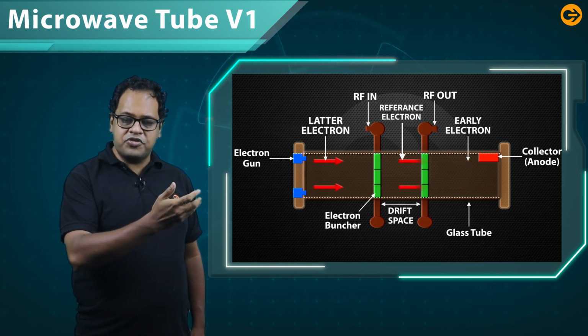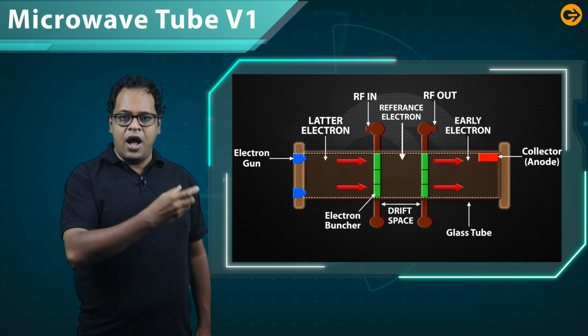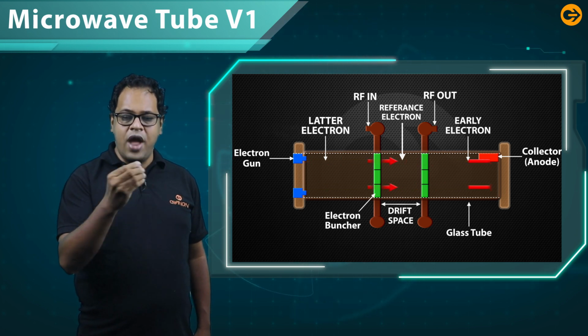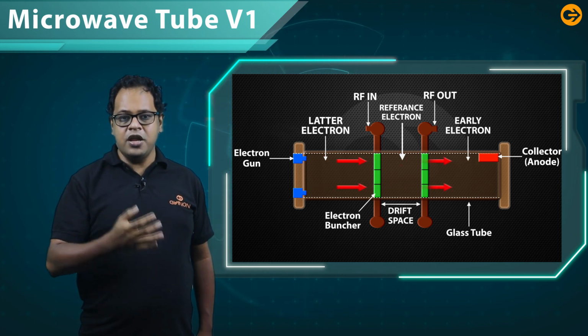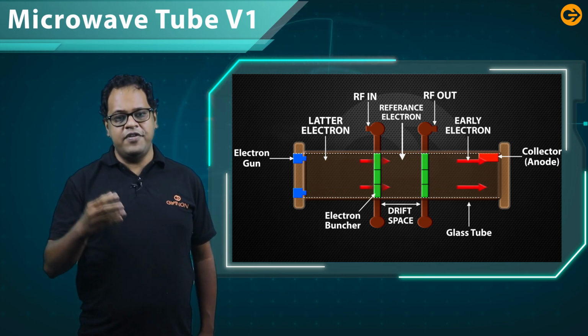Now these three types of electrons are bunched together to amplify the RF signal. That is the main utility of the two-cavity klystron tube.